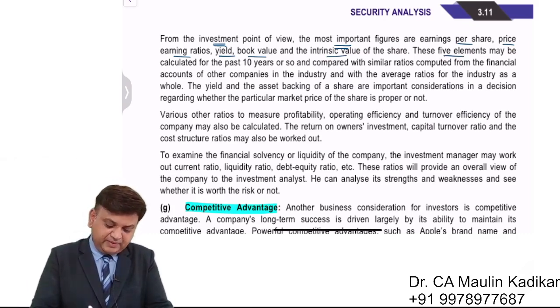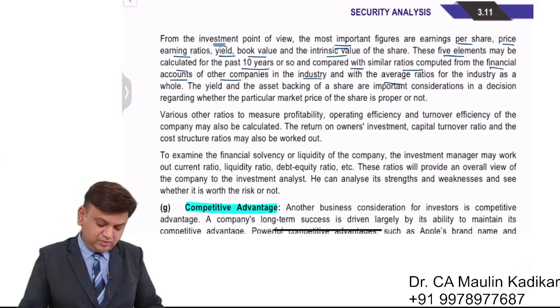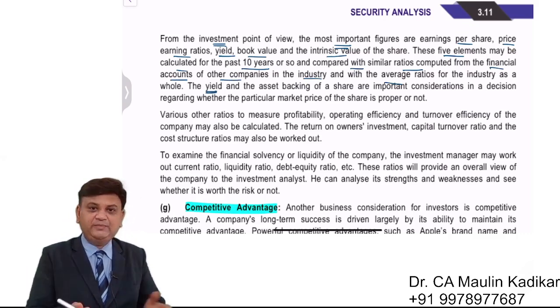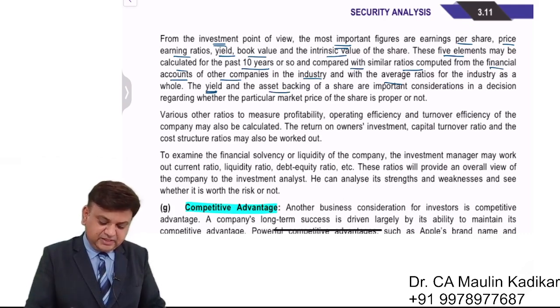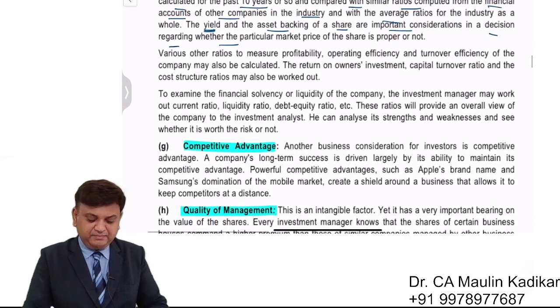These five elements may be calculated for the past 10 years or so and compared with the similar ratios computed from the financial accounts of other companies in the industry and with the average ratios for the industry as a whole. The yield, meaning return, and the asset backing of a share are important considerations in a decision regarding whether the particular market price of the company share is proper or not.